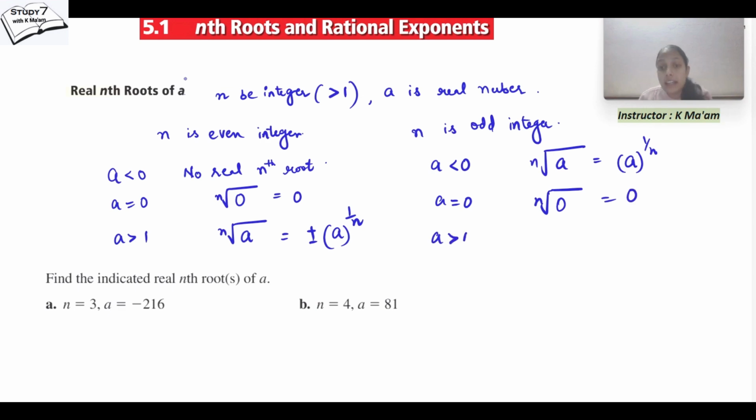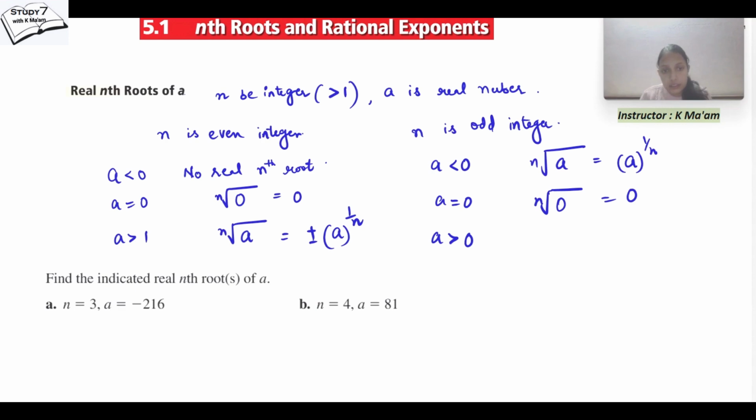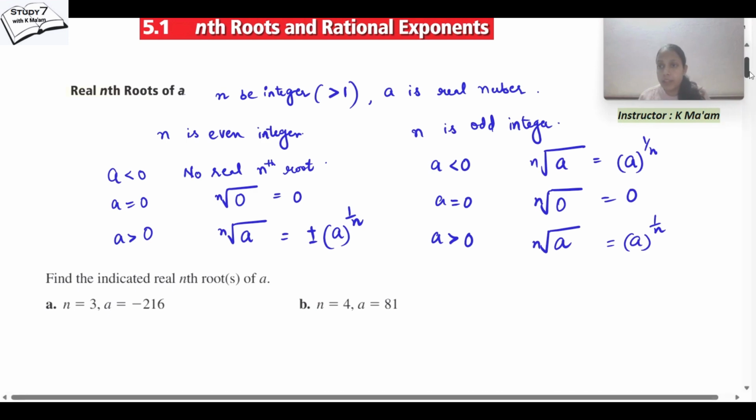If a is greater than 0, in this case, the nth root of a, your answer is a power 1 by n. There will be only a single answer, not a double answer. Double answer is in the case of when n is even. Okay. Next.